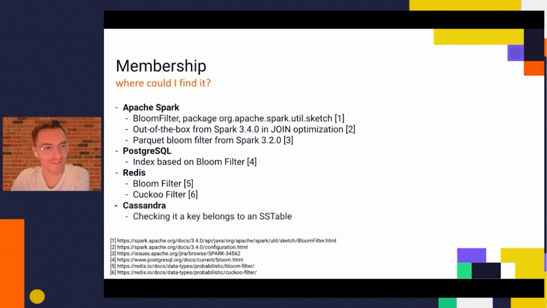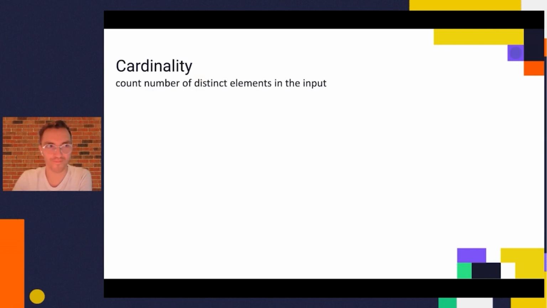Also, there is another membership use case: Bloom filters in Cassandra. As you know, Cassandra stores data in sorted string files, and Cassandra under the hood is using Bloom filter to check if within a given file there is a key which you're looking for.